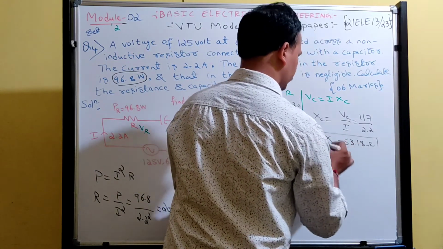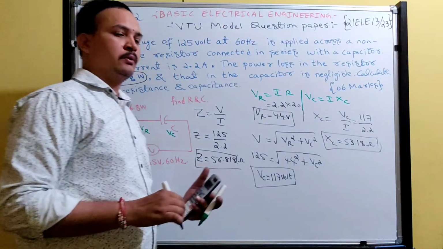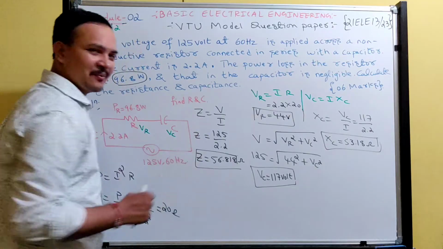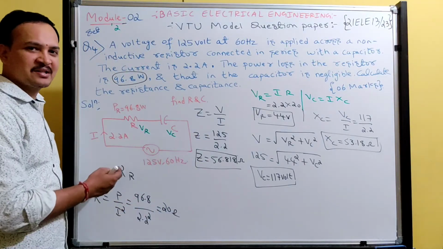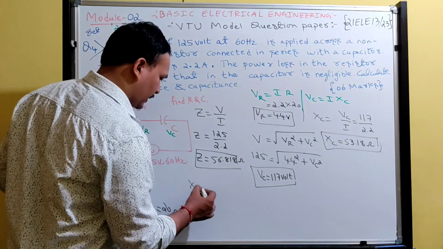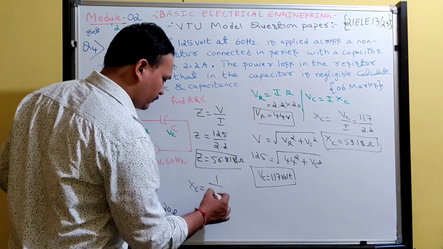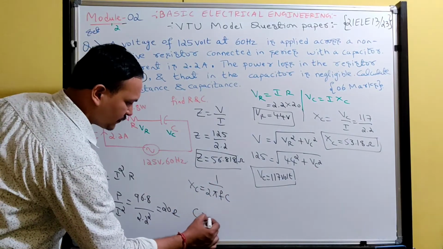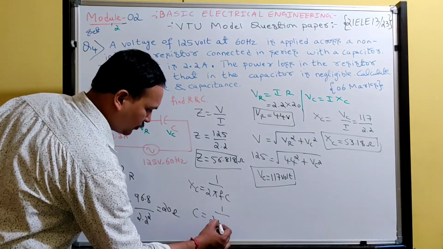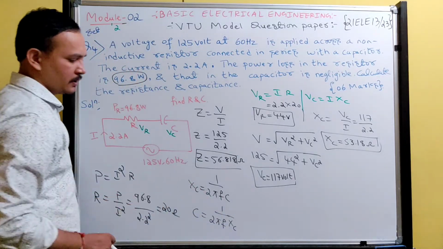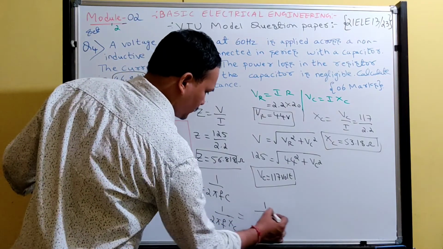53.18 ohms. So we got capacitive reactance 53.18. Once I know the capacitive reactance, I can easily find the capacitance value by knowing the frequency. What is the formula for capacitive reactance? 1 by 2 pi Fc. So from this, the capacitance formula will be 1 by 2 pi F into Xc. Simply interchange, cross multiplication.